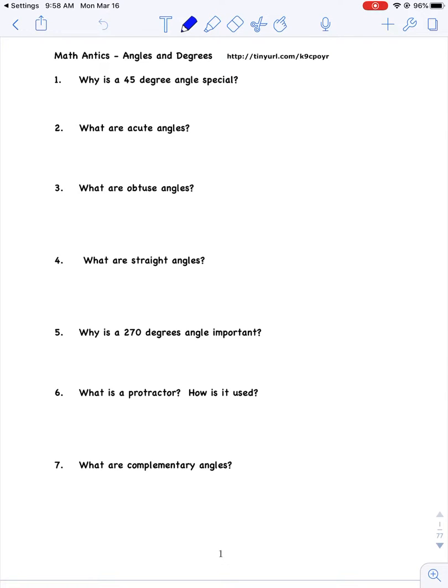So why is a 45-degree angle special? Of course, you could use different words than what I'm about to say, but basically the idea here is that it's half of a right angle.